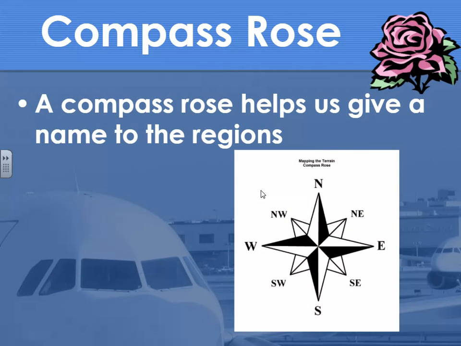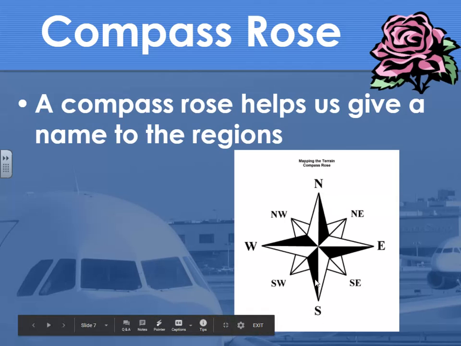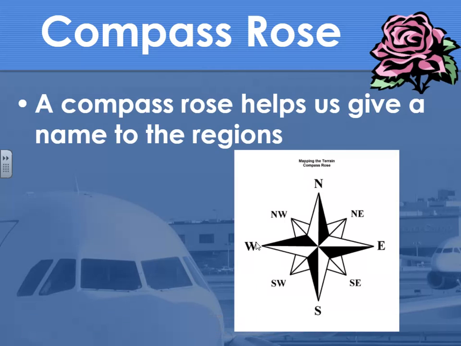Okay, so the compass rose helps us to give the names to the different regions. So we learned about the cardinal directions, north, south, east, and west. Then we learned about the intermediate directions here, northeast, northwest, southwest, and southeast. So if you think about a map of the United States, the regions are named after where they are on the map or where they are in our country. So, for example, the west region of the United States would be on the west side of the country, right? Southeast region, well, that's in the southeast corner of our country.